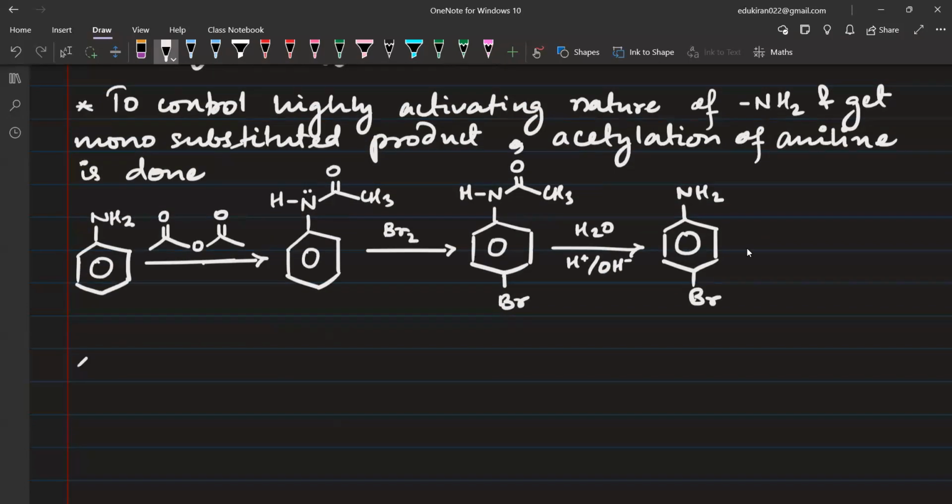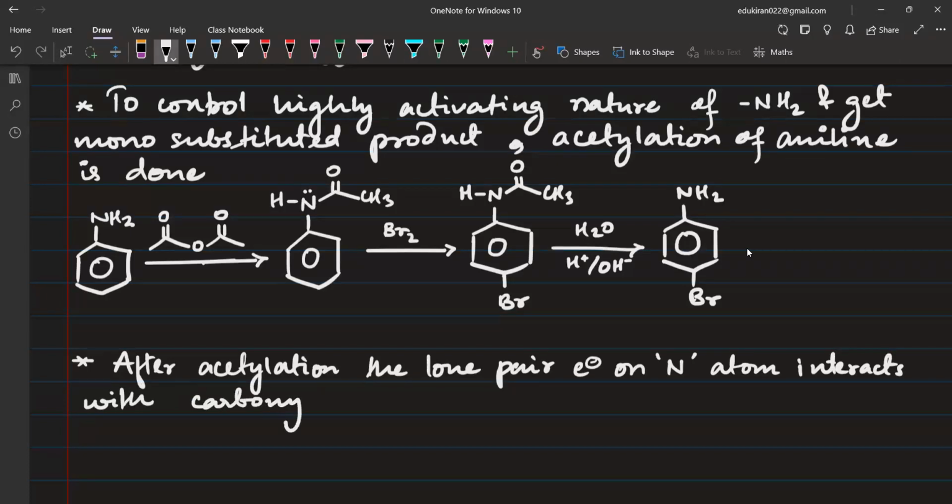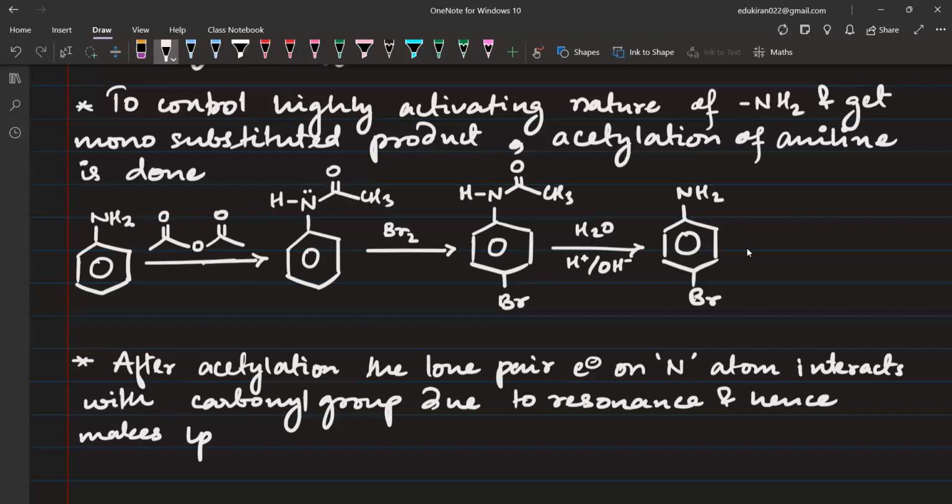Right. The third point, after acetylation, the lone pair electron on nitrogen atom interacts with carbonyl group due to resonance, and hence makes lone pair electron less available for benzene.